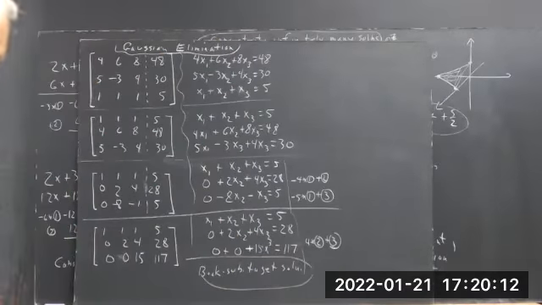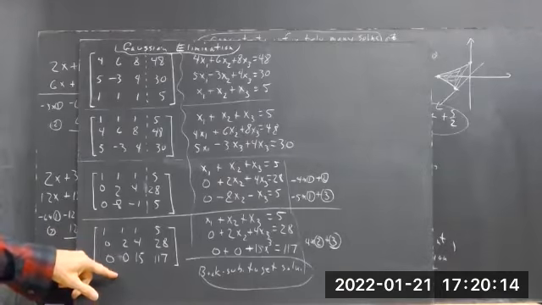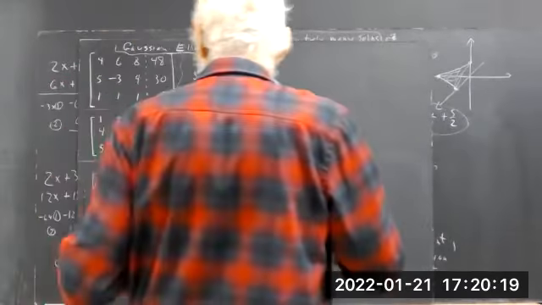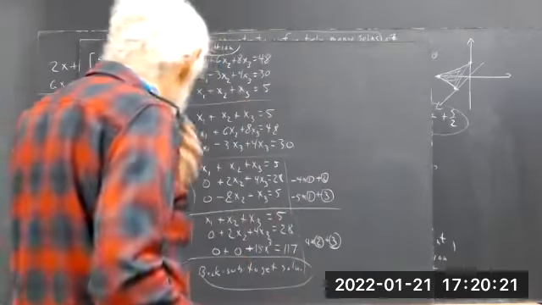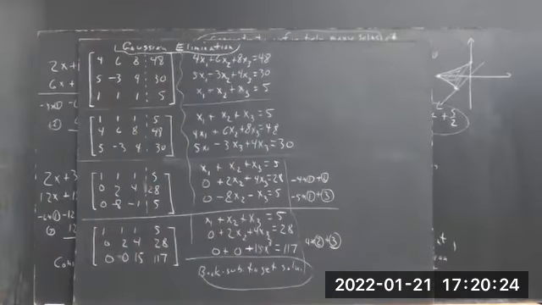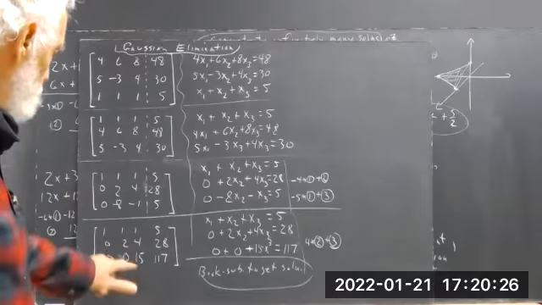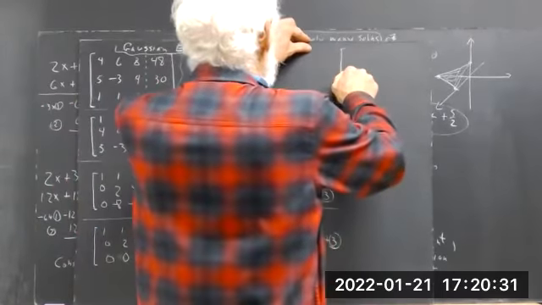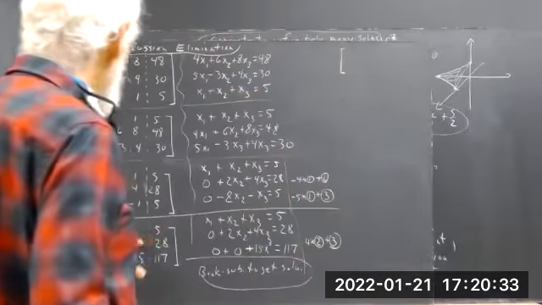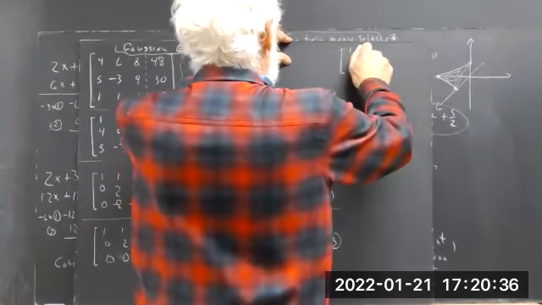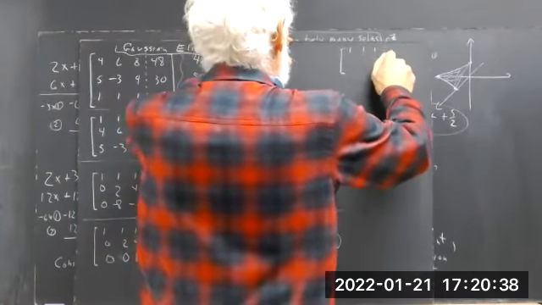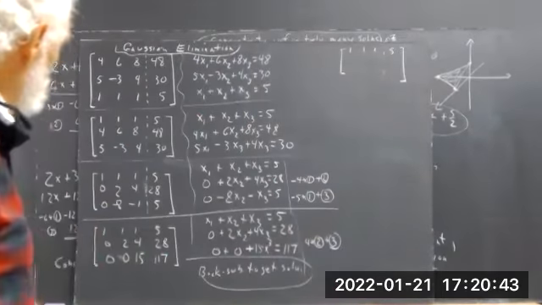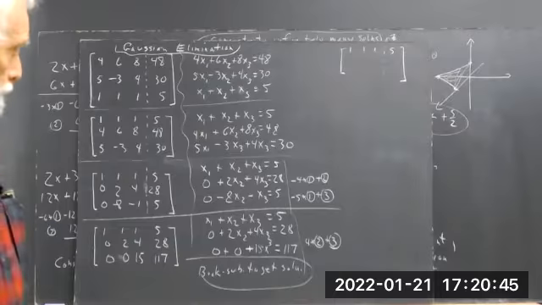I'm going to go a little further now. Okay, here we have the system that we've reduced by Gaussian elimination. And I'm not going to do the equations anymore. I'm just going to do the matrix. So we have matrix 1, 1, 1, 5. First row. Second row. Now it's 0, 2, 4, 28.